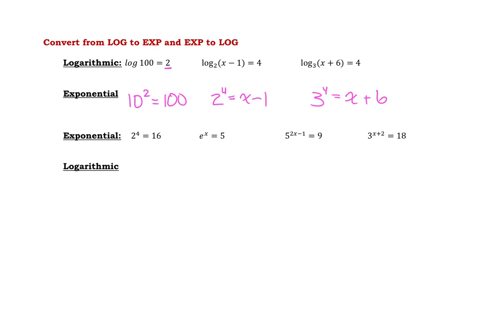Now reversing it and going from exponential to logarithmic, I write the word log, the base stays the same, 16 is now the argument, and the exponent is its answer. So e has a special log called the natural log, and the argument equals the x. Then log base 5 of 9 equals 2x minus 1. And then log base 3 of 18 equals x plus 2. So learning to convert from one form to the other is important.